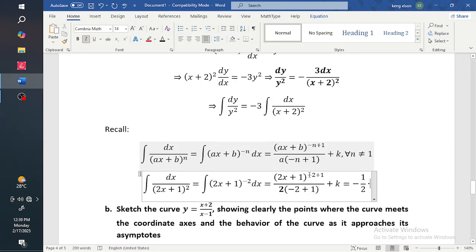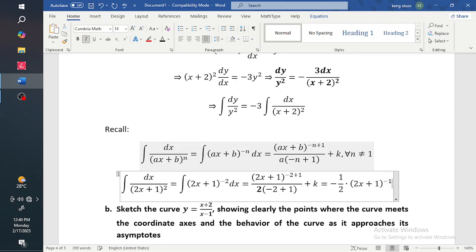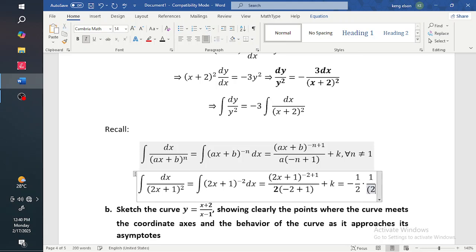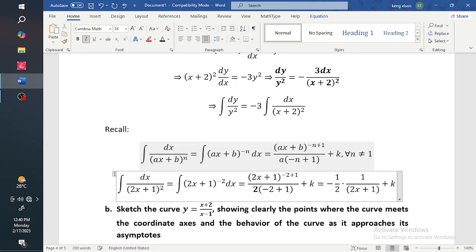negative 2 plus 1, which is negative 1. So you're going to have 2x plus 1 raised to the power negative 1. But 2x plus 1 raised to the power negative 1 is equivalent to 1 divided by 2x plus 1. Then we add the constant of integration. So this is just a basic principle. And remember, this works only for linear functions below here. It does not work for quadratic functions.